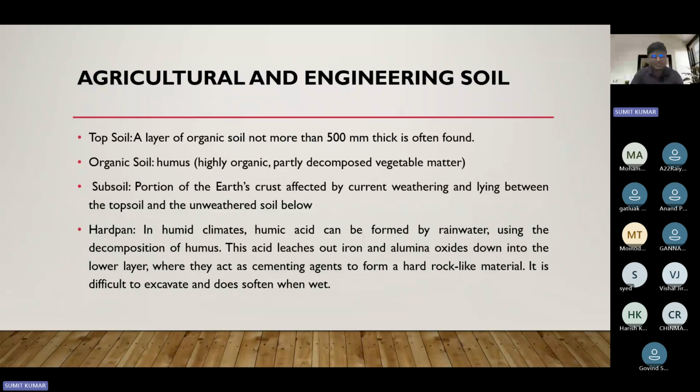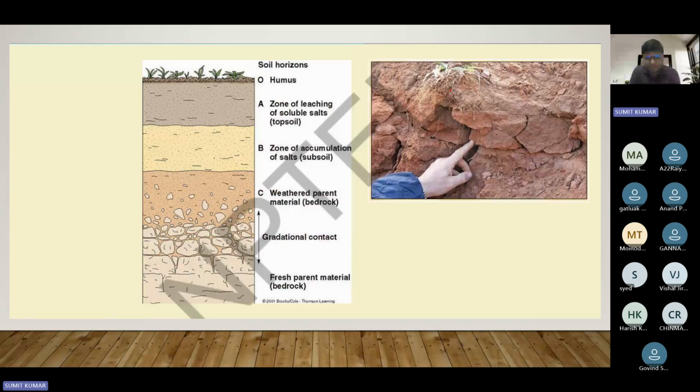Now you see from here, the figure has been shown. Over here you see on the right-hand side the soil material is shown, and on the left-hand side the soil horizons are presented. Here you can see at the top humus, the organic soil, while at point A, the zone of leaching or the subsoil, soluble salts, topsoil is given. Okay, here a word came: leaching. So what do you understand by leaching? The soluble salts are there.